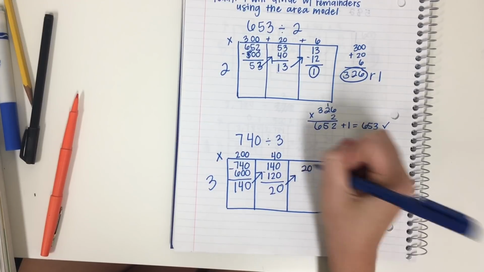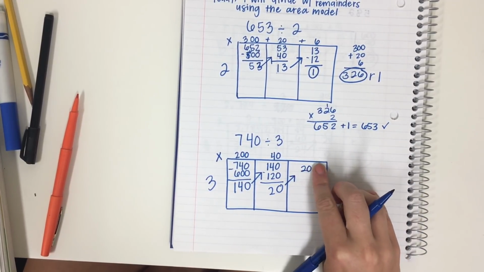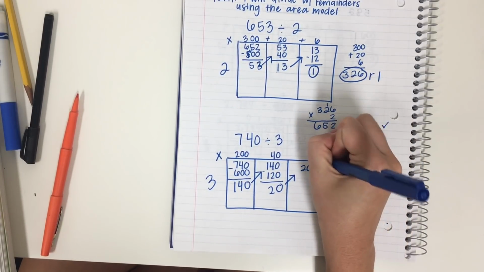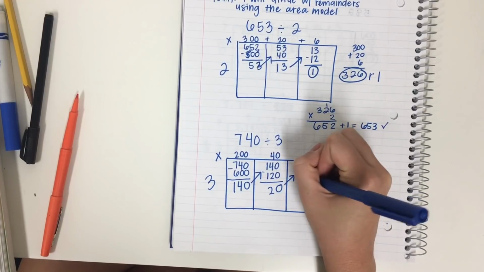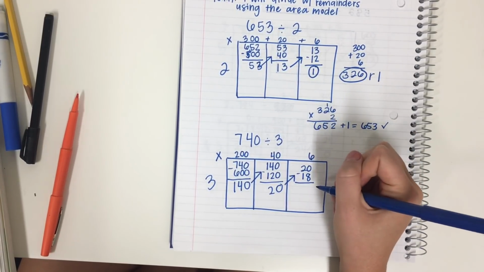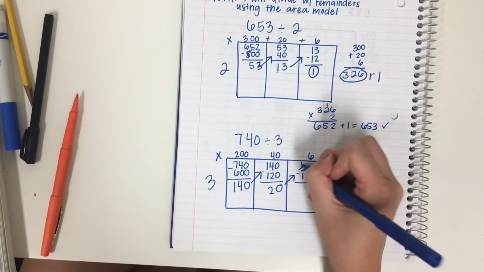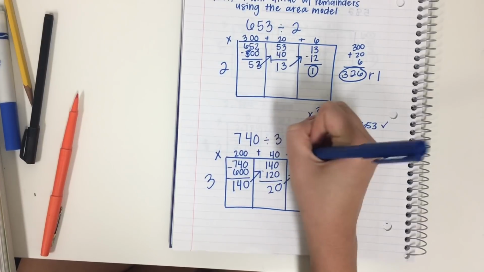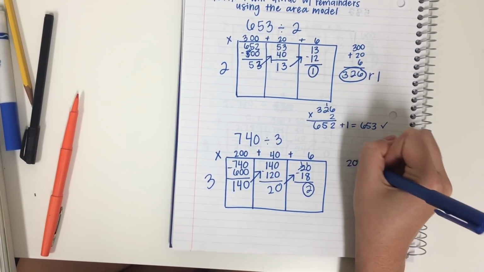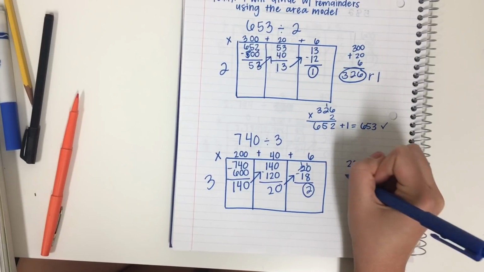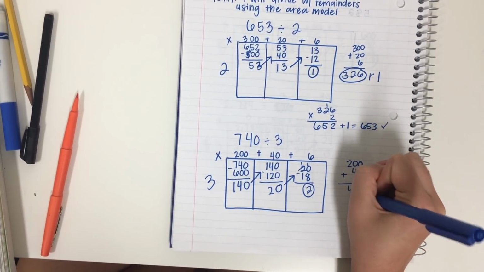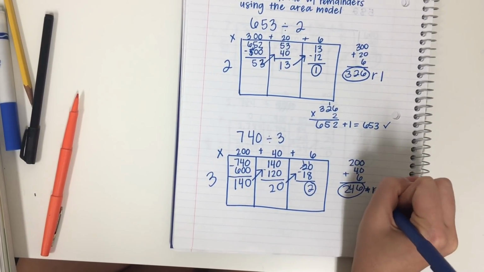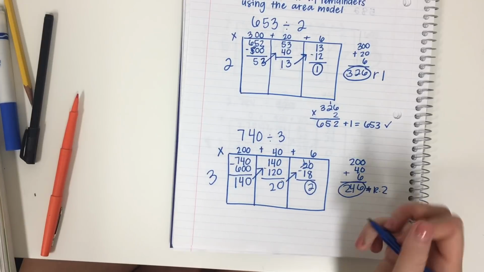Bring that 20 up. Can 3 go into 2? Nope. Can 3 go into 20? Sure. How many times? Good. 6 is our closest. So we got 18. 0 minus 8, we can't, so we gotta borrow. 10 minus 8 is 2, so I got a remainder of 2. Add up my partial quotients. I got 200 plus 40 plus 6. So I got 246 plus remainder 2.